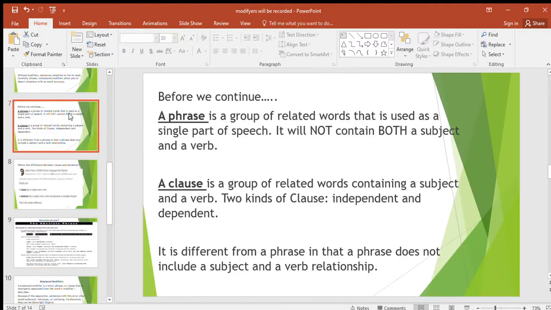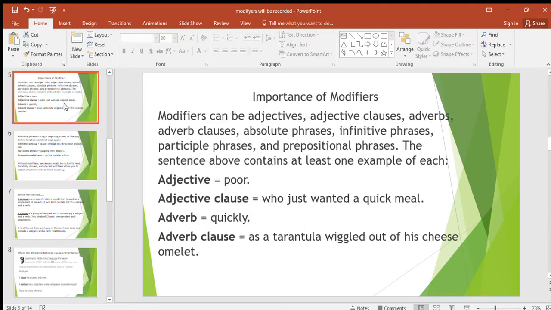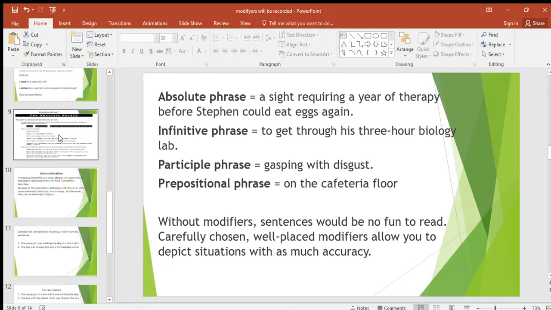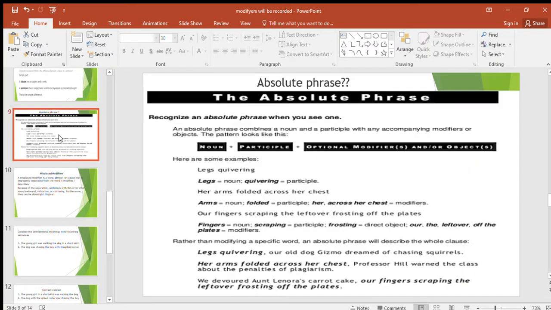Now we have here the absolute phrase. So that's the one thing that you may not know, so also search for it. An absolute phrase combines a noun and a participle with any accompanying modifiers or objects. So the pattern is here: the noun, the participle, and an optional modifier and/or object.